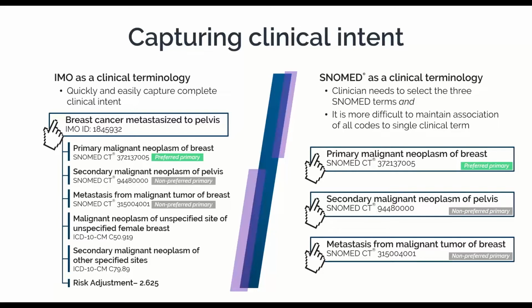So in this case, you can see that all a clinician would need to do is choose breast cancer metastasized to pelvis, and the coding complexity is hidden from the clinician. If they had to rely purely on SNOMED, they would have to know 3 different SNOMED codes to be able to capture the granularity of what they want to capture about that patient. So traditionally, this is what happens day in and day out across many EHR platforms at many different sites, as we'll show you in the next slide.